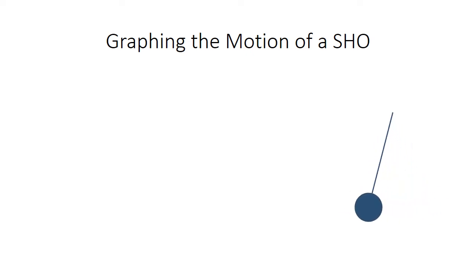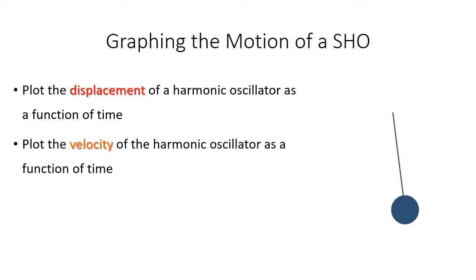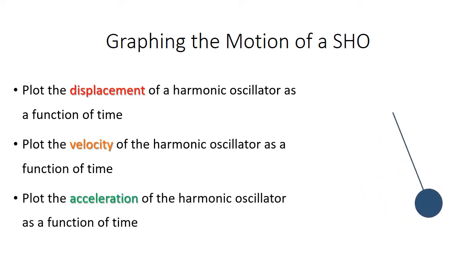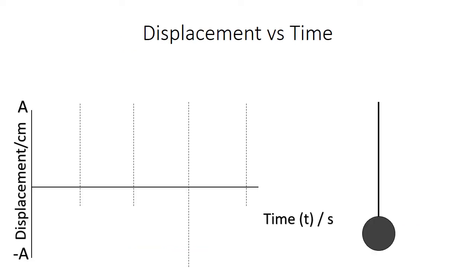In this video, I'm going to show you how to graph the motion of a simple harmonic oscillator. We will plot the displacement of a harmonic oscillator, in this case a pendulum, as a function of time. We'll plot the velocity as a function of time, the acceleration as a function of time, and we'll compare the phase differences between these graphs. We start with displacement versus time.